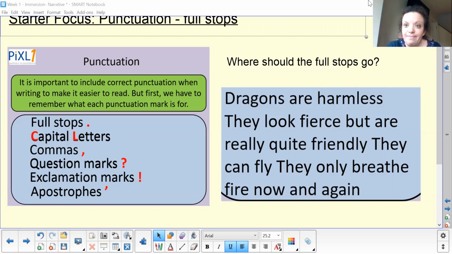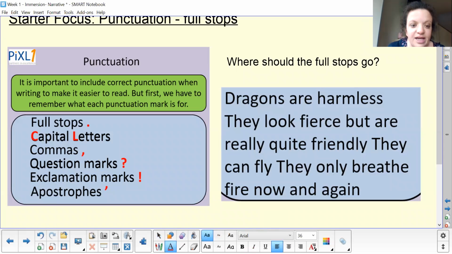So where in this paragraph would we see full stops? Okay, and a clue is, remember, a full stop comes before a capital letter. So pause and work out where the full stops will go. Okay, well done. I'm going to get my pen ready and I'm going to get my full stop button ready as well. So dragons are harmless. Full stop. It makes sense. And here I've got a capital letter, so I know that's the beginning of a new sentence.